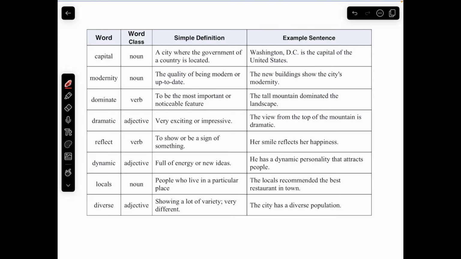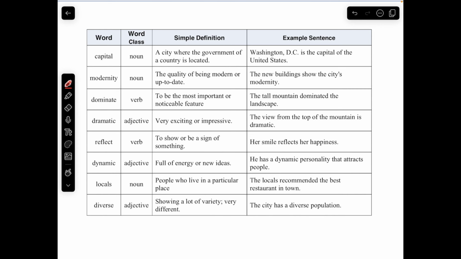The first word we have is capital. This is a noun, a city where the government of a country is located. Washington, D.C. is the capital of the United States. Next we have modernity. This is also a noun, the quality of being modern or up to date. The new buildings showed the city's modernity.